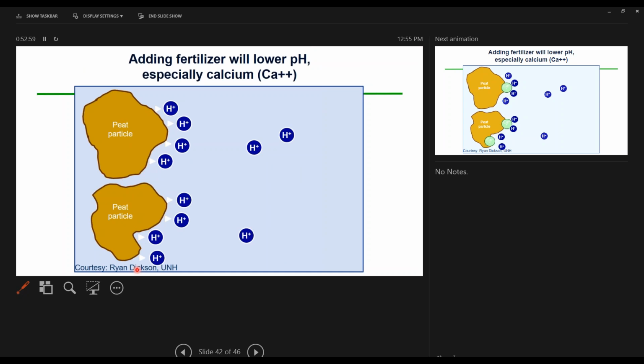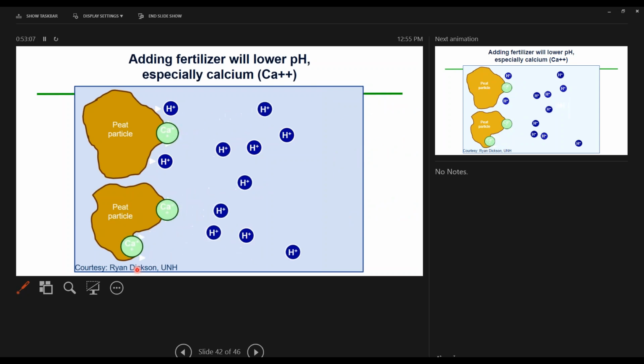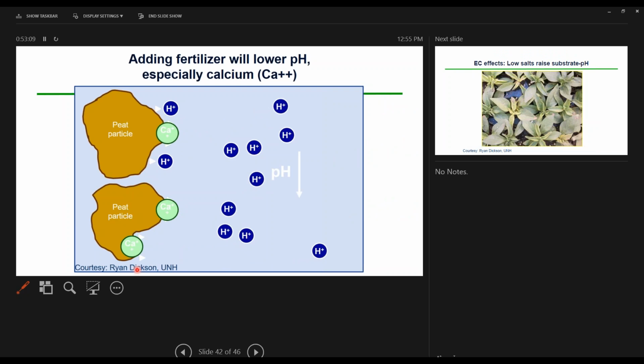So if you add fertilizer, that's also in general going to decrease the pH, right? Because if you're adding a lot of salts, those will displace those hydrogen ions, and then you expect that the pH will go down because those hydrogen ions will be free in the solution and not close to the root zone anymore.